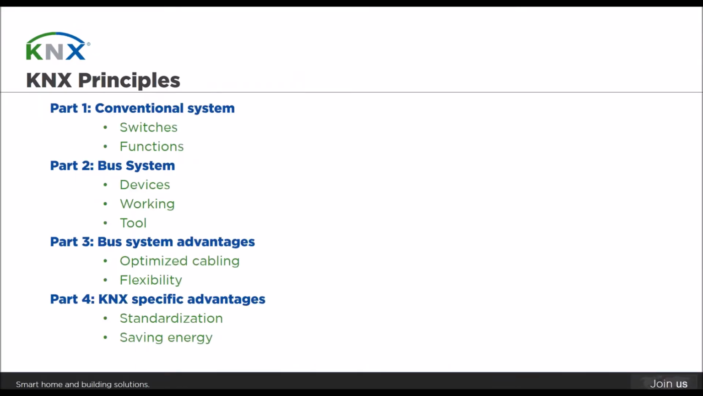I would like to start with the overview. So here we see the different parts of the presentation, 4 in total. Part number 1, conventional system. Part number 2, bus system. Part number 3, bus system advantages. And last but not least, part number 4, KNX-specific advantages.